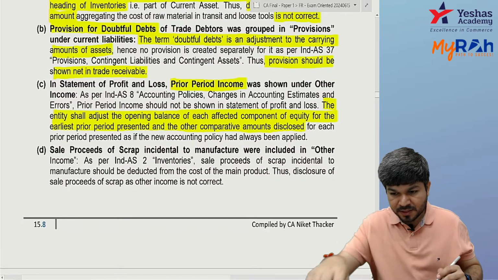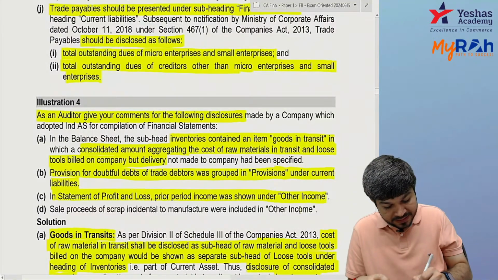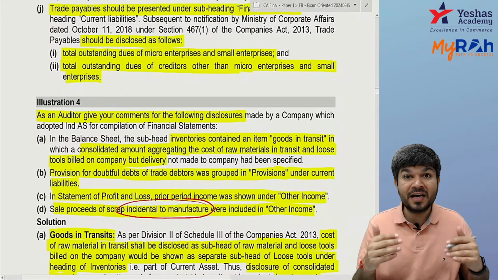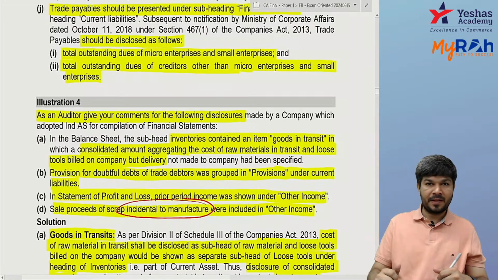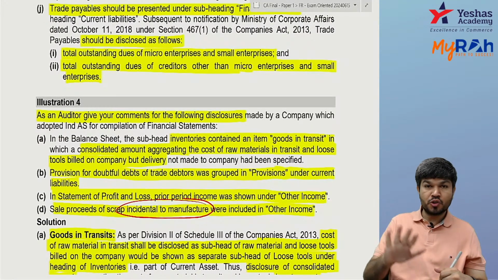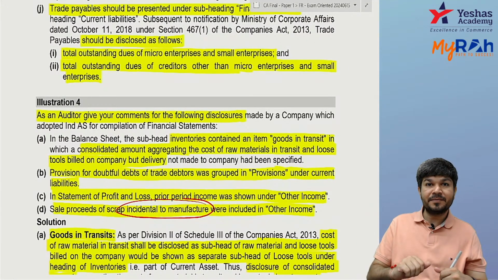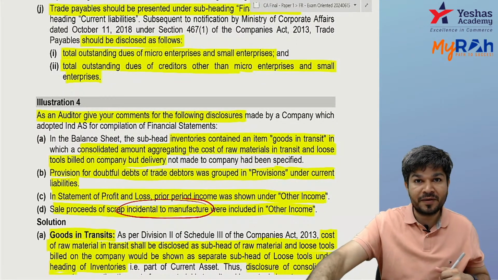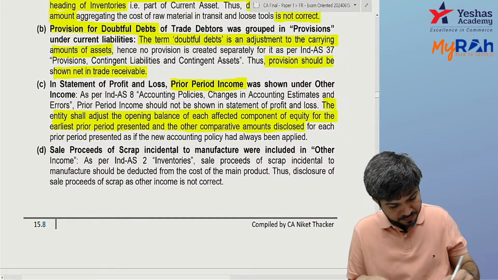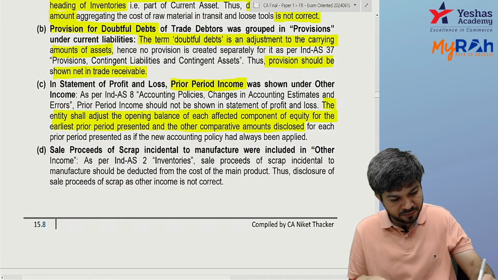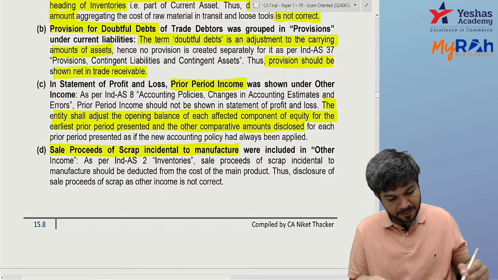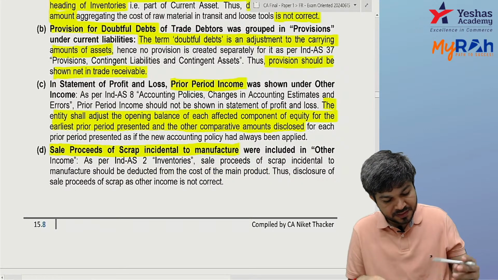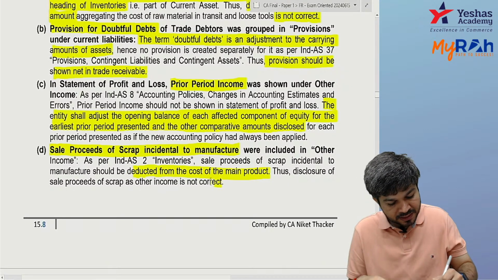And the last one, you have a scrap relating to manufacture. Scrap relating to manufacture should be deducted from the cost of manufacturing. I should not show it under other income. It should be deducted from the cost of the main product. Disclosure as other income is not correct.